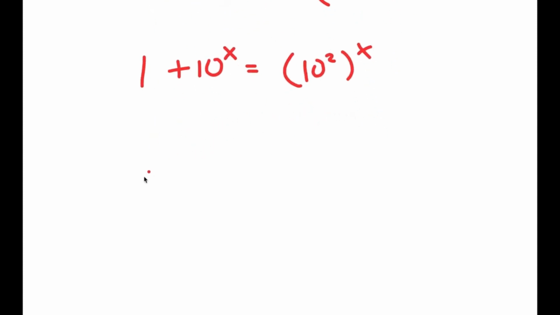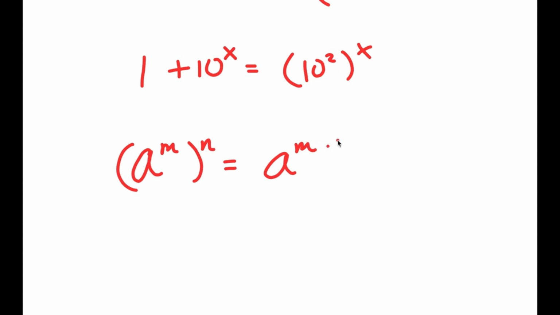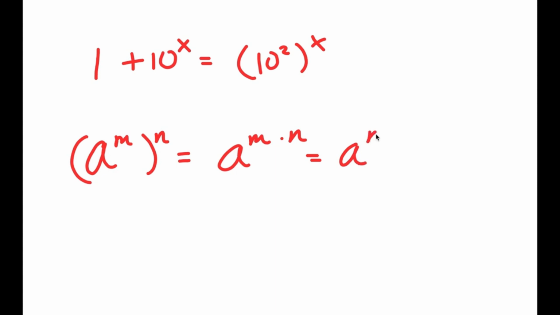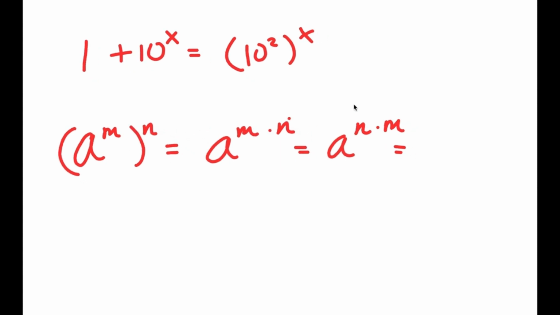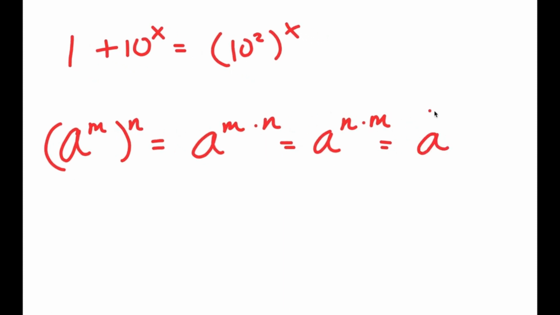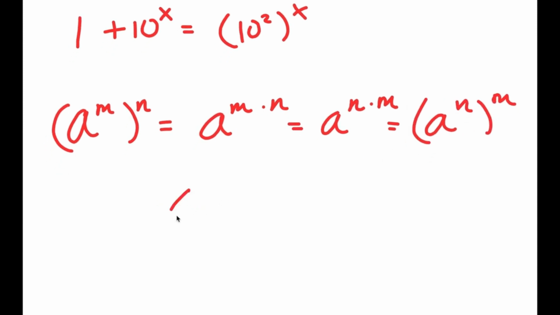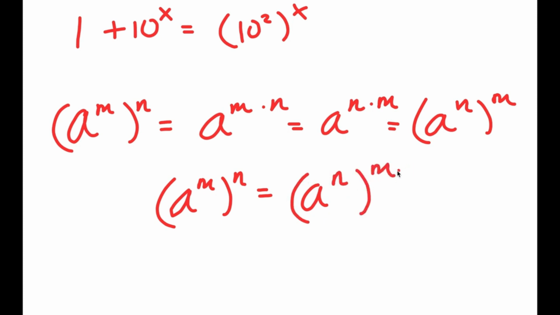Now from here, if I have something in the form a to the power of m to the power of n, this is equal to a to the power of m times n. And a to the power of m times n is the same thing as a to the power of n times m. Well, if these two are the same, this should mean that a to the power of n times m is equal to a to the power of n to the power of m. So in simpler terms, a to the power of m to the power of n is equal to a to the power of n to the power of m.